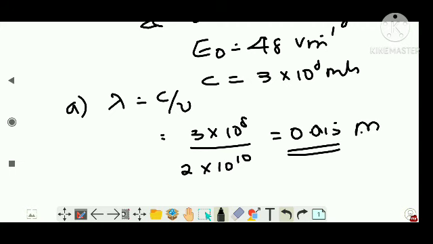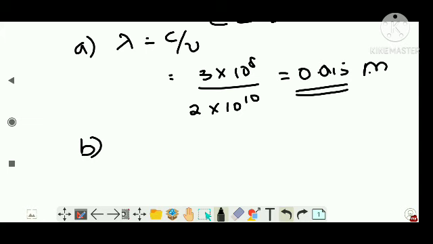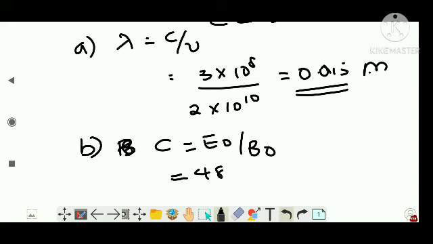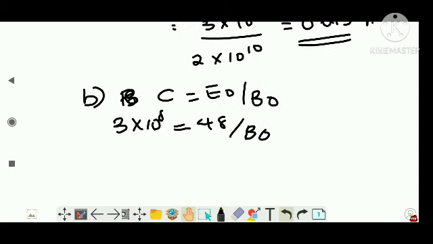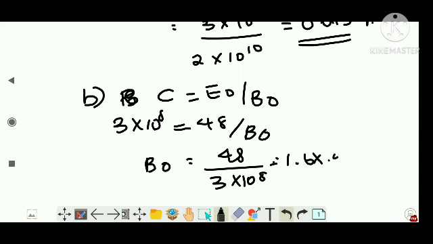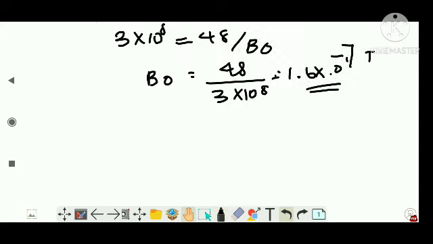Now let's move on to the second part. You are asked the magnetic field strength. You know the relationship: c is equal to E by B, or I can write E naught by B naught. E naught is given as 48, B naught is to be found, and c is given as 3 into 10 to the power 8. Then B naught is equal to 48 divided by 3 into 10 to the power 8. That will be equal to 1.6 into 10 to the power minus 7 Tesla. Clear?